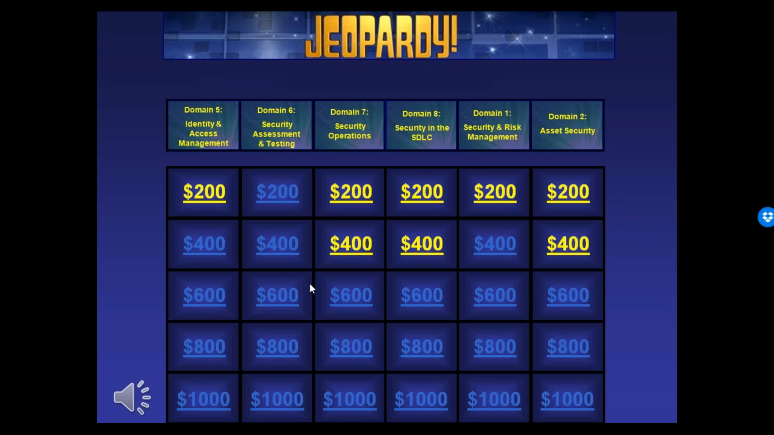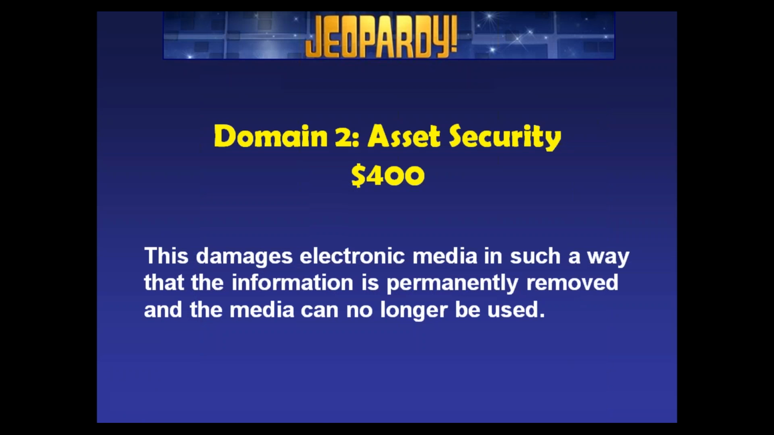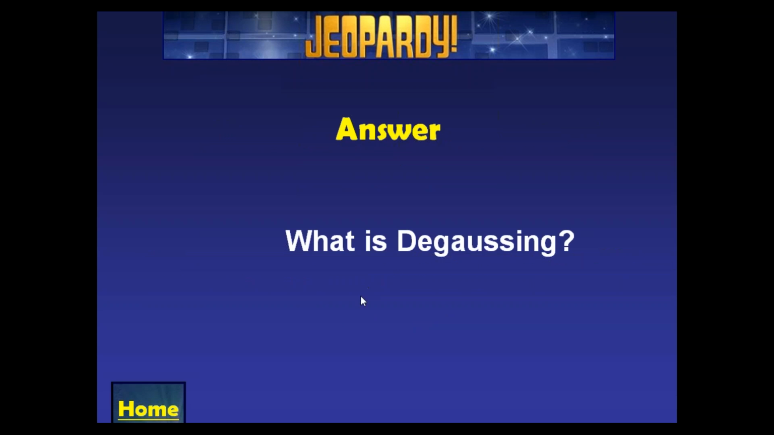All right, Roger. Okay, Asset Security for 400. All right, I got a couple of people all over this. This time, Becky typed more letters, but still got it. She's typing really fast.